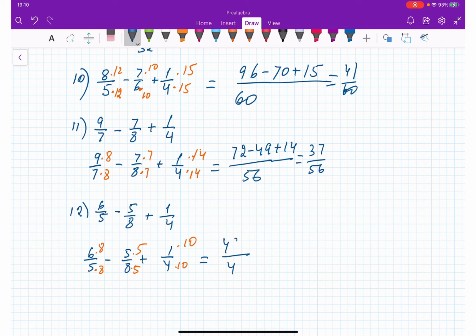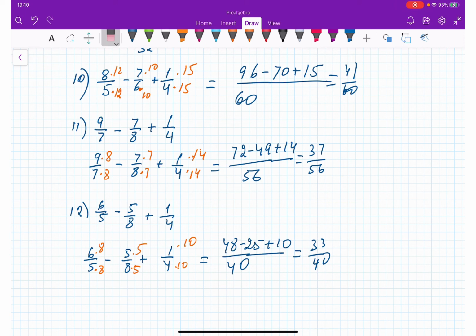And here we get 48 minus 25 plus 10. So 48 minus 25, it's going to be 23. 23 plus 10, it's going to be 33 over 40. Oops, I forgot here to put 40, sorry. Okay.